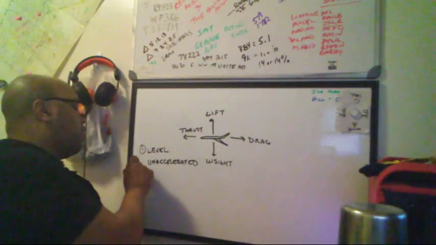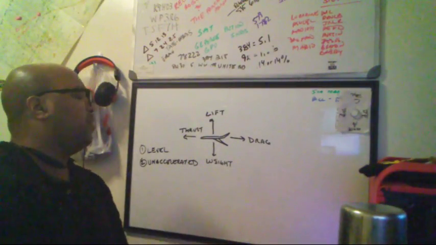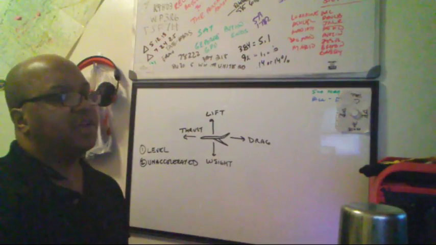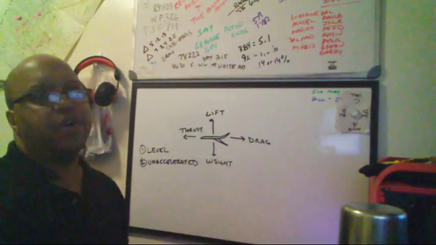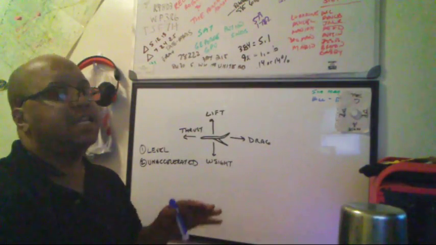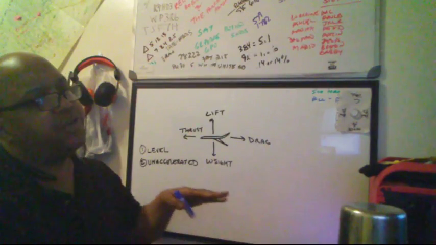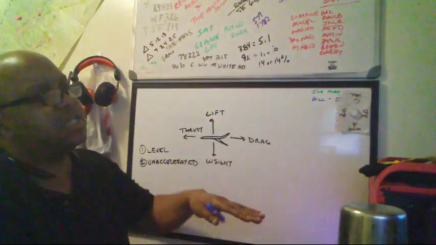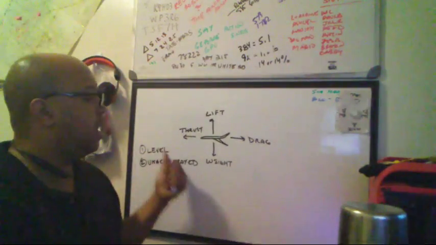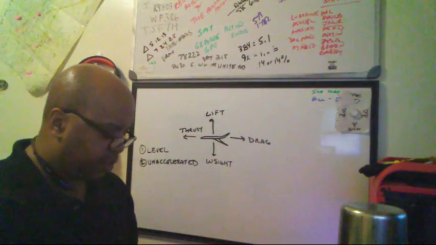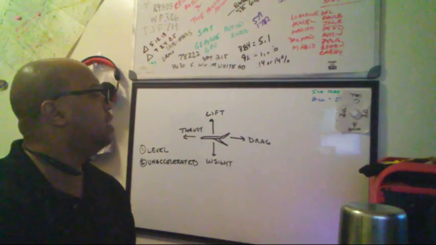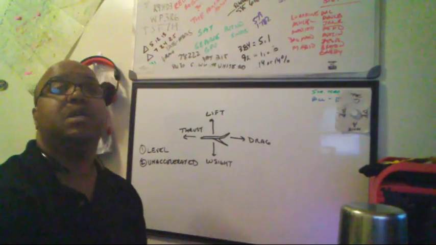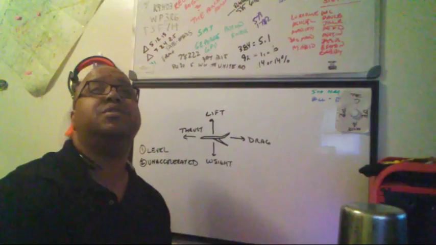So in order for an aircraft to be in level unaccelerated flight, you have to satisfy two conditions. Level, unaccelerated flight means the pilot is not increasing speed or decreasing speed. It's just at a constant speed, and it is not climbing or descending. That's when the four forces of flight are in equilibrium. So I hope that answered the question.